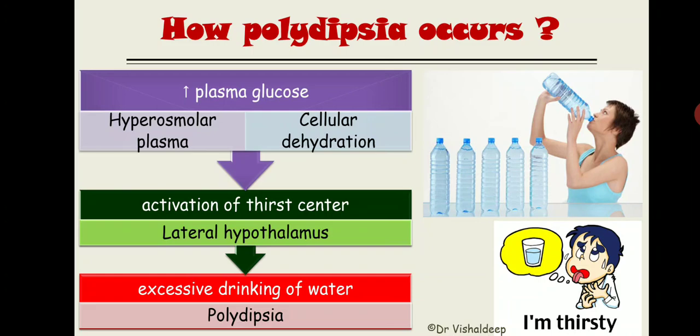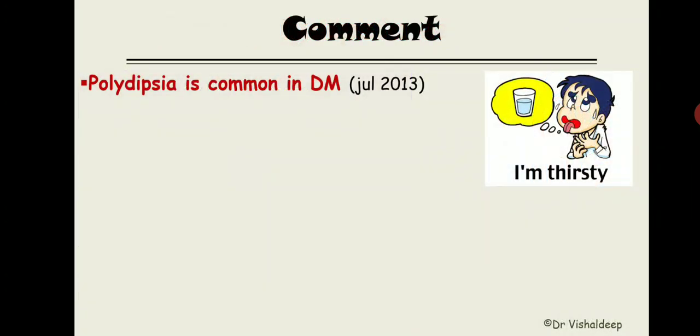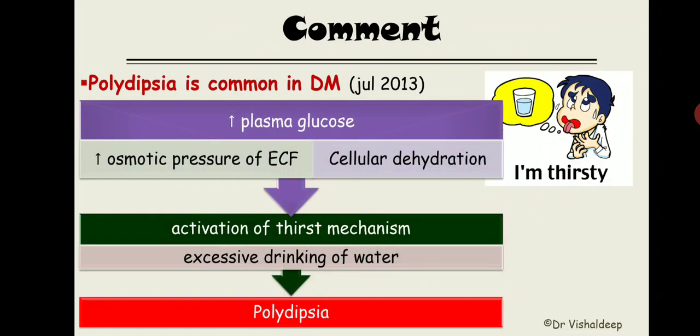Now from this very slide there is one comment asked in July 2013. The comment is like this: polydipsia is common in diabetes mellitus. You have to write it down, all the things that we mentioned in our previous slide, nothing else. Got it? Now how will polyphagia occur?